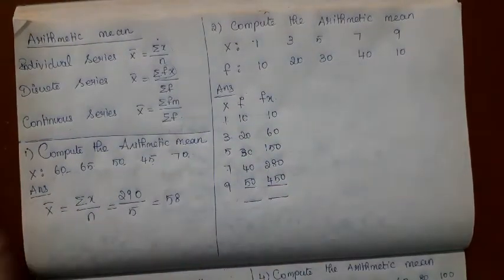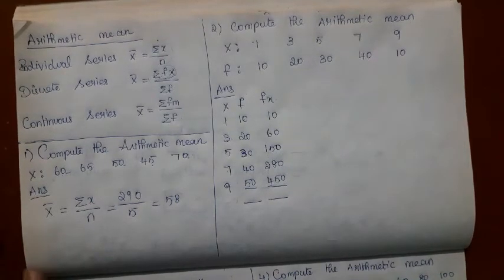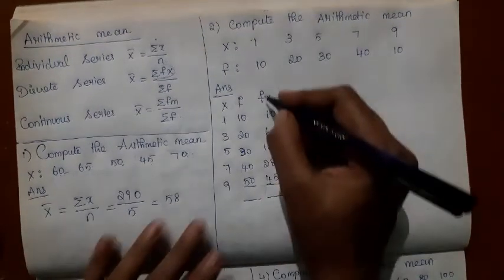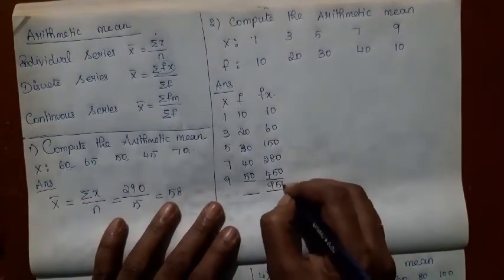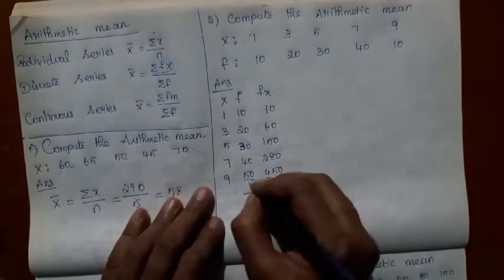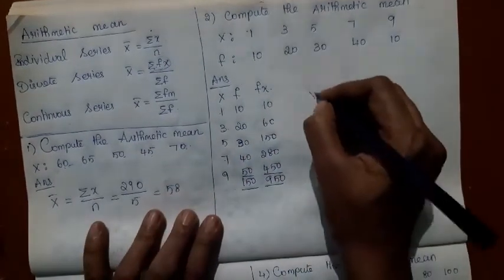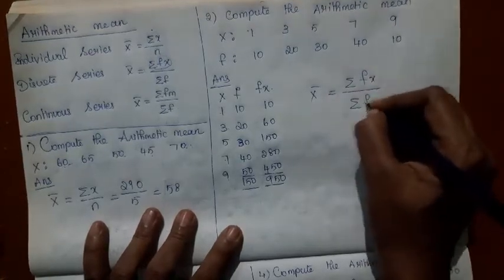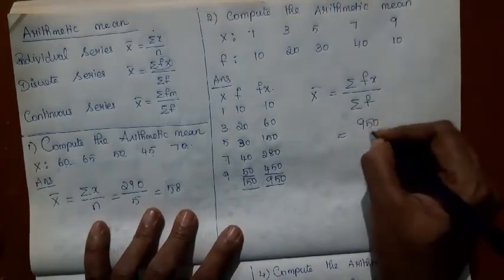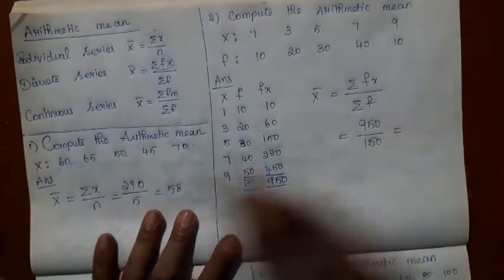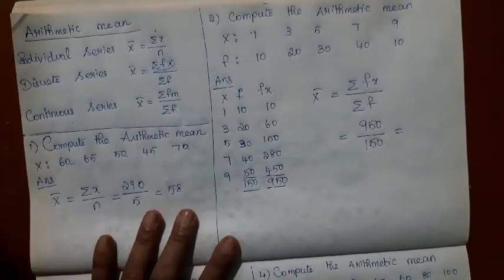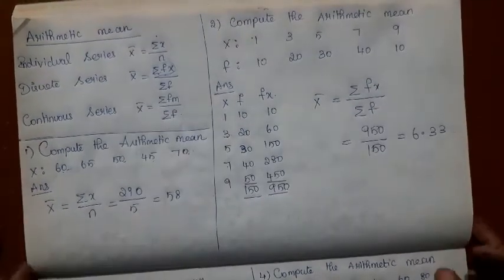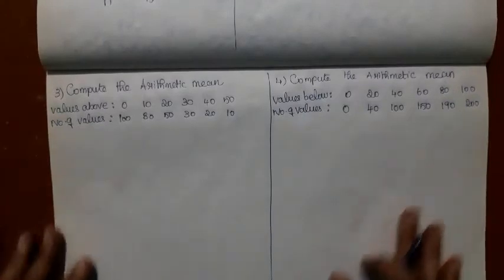So when you add f values, you get, see, the summation fx is 950. Here it is 150. So your x bar is summation fx by summation f, which is 950 divided by 150, which is 6.33.